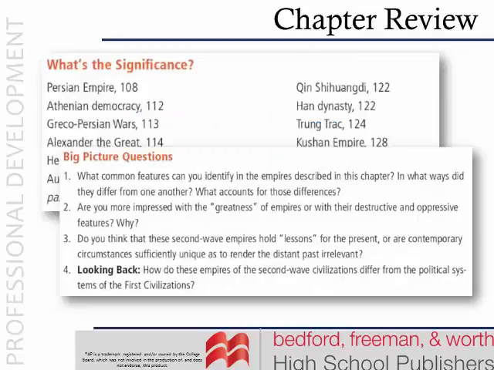The chapter review is divided into 2 parts. The first asks your students the significance of key terms, people, and events. Instead of simply defining the term, they should identify why it is important in their study of world history. After that, big picture questions make sure your students have understood and analyzed what they've just learned.